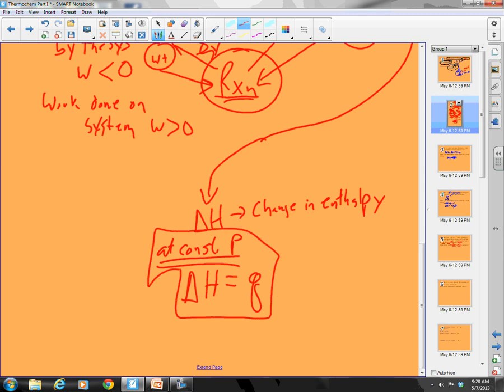Good. And then the sign of my delta H will be the same as the sign of my Q. So when I have an exothermic reaction and Q is negative, then my delta H for that reaction is negative. When I have an endothermic reaction, my Q is positive, which means my delta H is positive. Got it? All right, I think we can answer the question. Here we go.